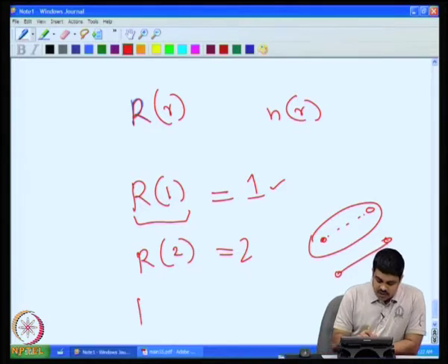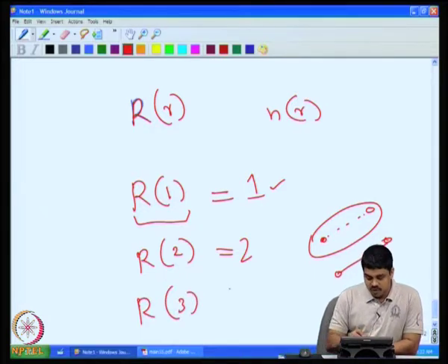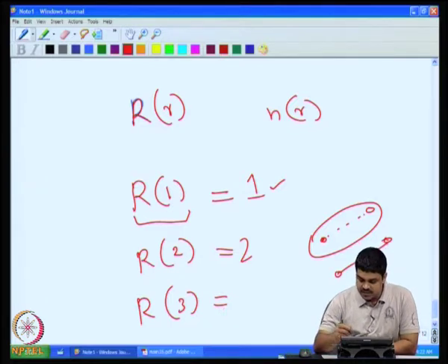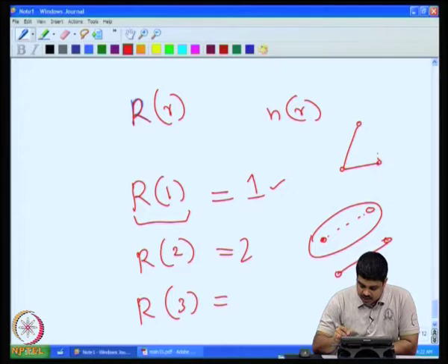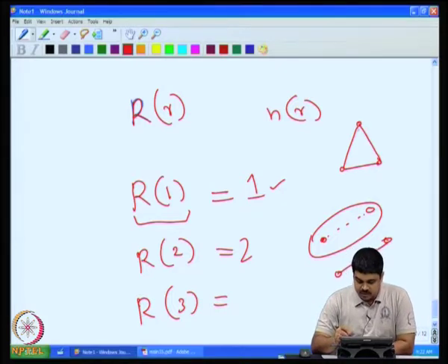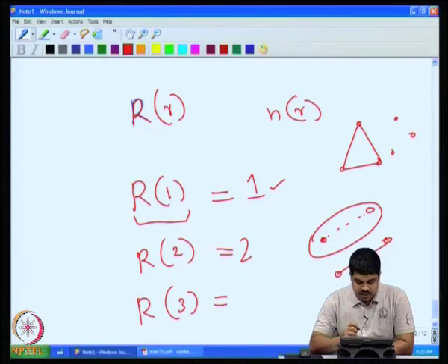Now, the next question was R of 3, which is slightly more non-trivial, which we considered. When can I say that there exists a triangle or an independent set of size 3? We have seen that if I take 6 vertices or more, you will always be able to find a triangle or an independent set of size 3. But could it have been 5? For instance, if I had taken a graph on 5 vertices, can I say that there is always a complete graph on 3 vertices or an independent set of size 3?